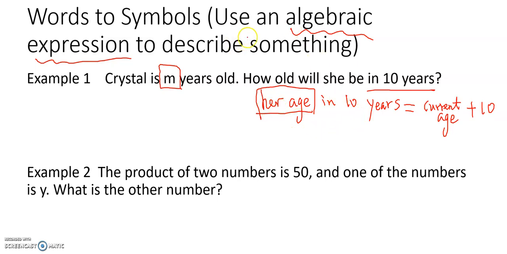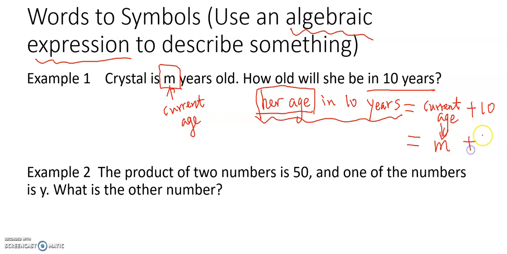But what we need is an algebraic expression. The reason we need an algebraic expression is it simplifies the equation a lot, and it's easy for us to solve. And so that's what we're going to do. So this is what they're asking for. So what is her age in 10 years? It's going to be equal to her current age. This is her current age, m years old. Again, it's not a specific number here. So we're just going to replace current age with m, and plus 10.